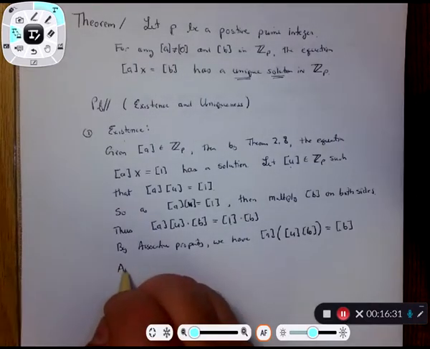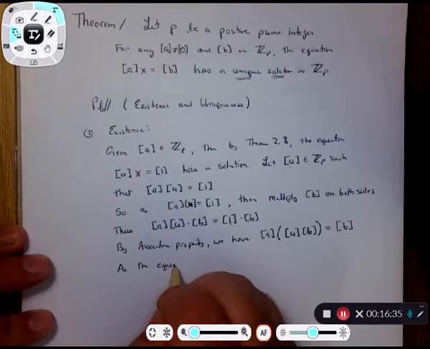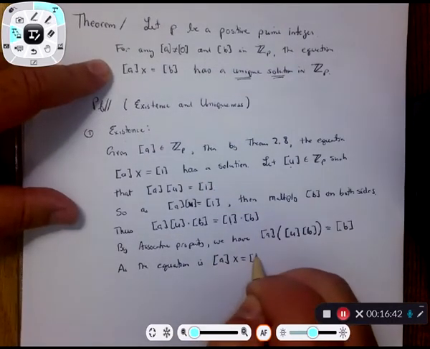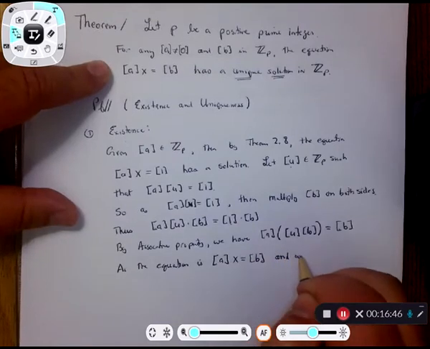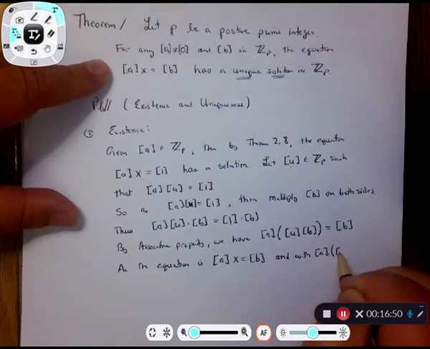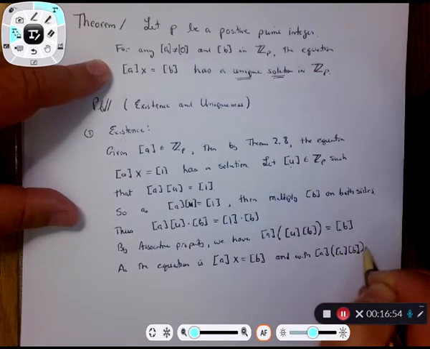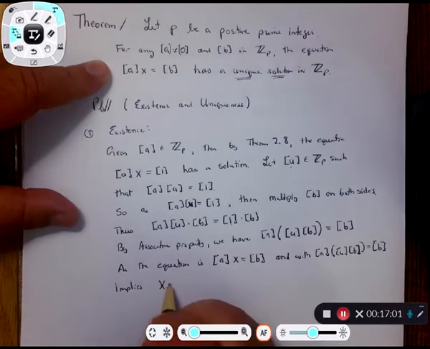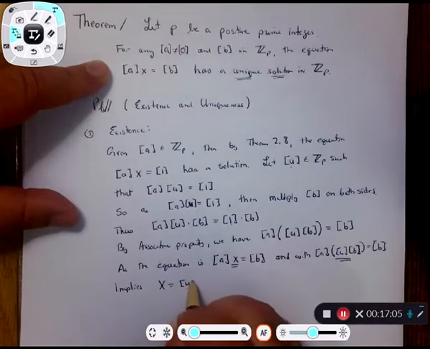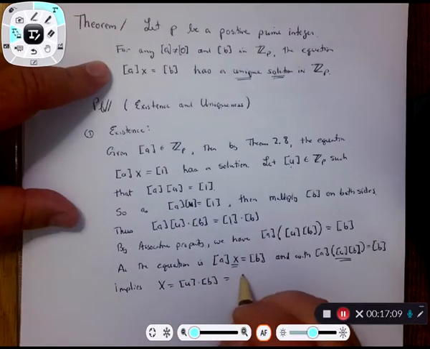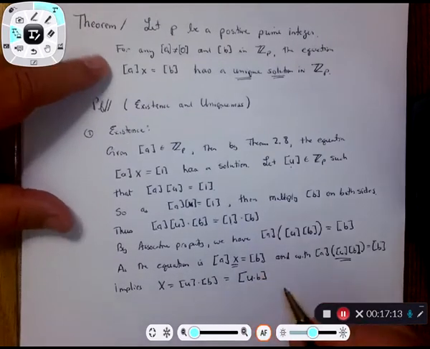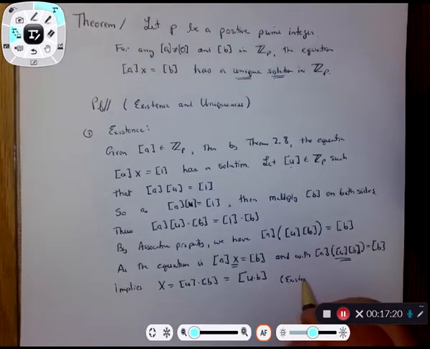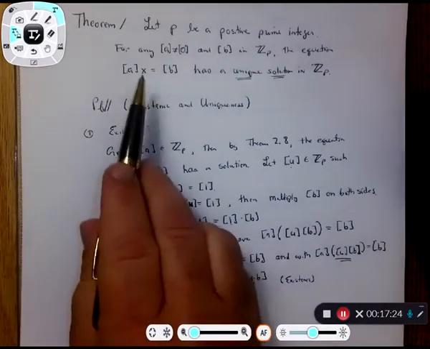So as the equation is, let's go back up here, equivalence class A times x equals equivalence class B, and with equivalence class A times equivalence class U times B is equal to equivalence class B, this implies x has got to be equal to equivalence class U times equivalence class B, which by definition is equivalence class U times B. And that is the existence of a solution. This is the guy that works my equation.